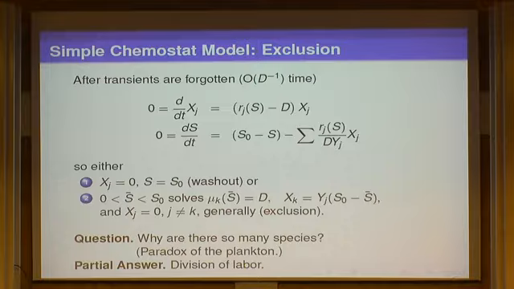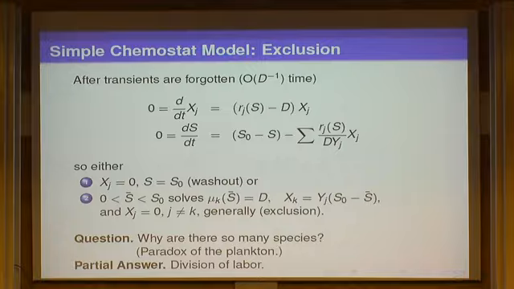So this is exclusion, and people wondered about this because there's more than one species out there. Why are there so many species? You have the paradox of the plankton, where you're out in the ocean and a lot of people are doing basically the same thing, but there are a lot of different species. How do you get around this?